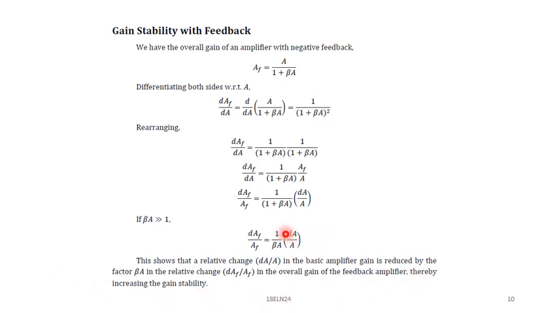So you can observe that d by dA means there is a change with respect to the gain, and this change with respect to the gain with feedback depends upon the change with respect to the gain without feedback, but it is divided by a factor of beta into A. So the gain will be stabilized. By looking at this equation, we learn about the gain stability with feedback. So this is about the feedback amplifiers.